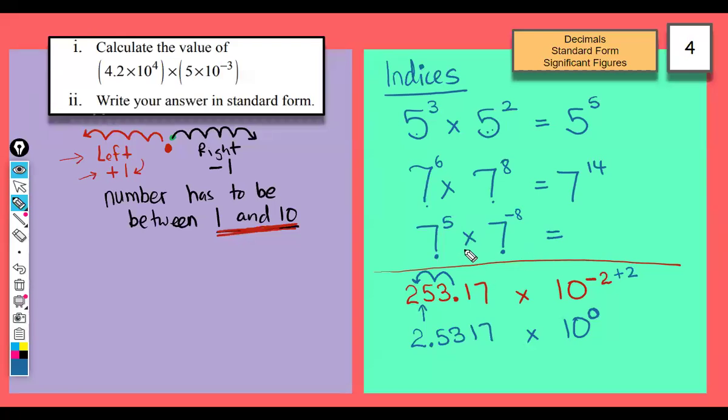Right? And multiply means to add the powers. So you're going to end up with 7 to the power of, how much is 5 plus minus 8? Remember, we have to add the powers. It just so happens the second power is minus 8. A plus and a minus is what? A minus. So you're going to end up with 7 to the power minus 3, because 5 minus 8 is minus 3.